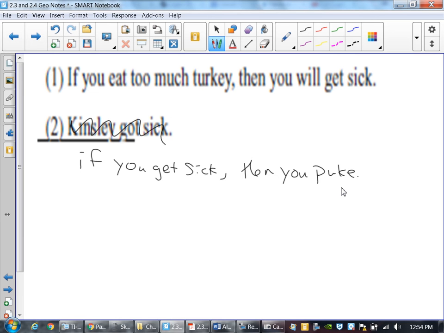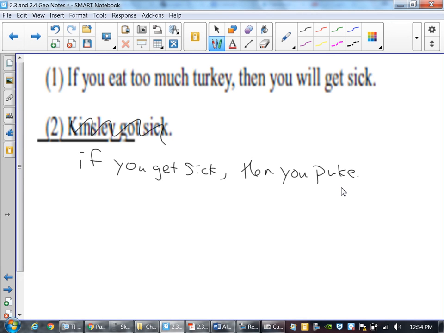It's a very crude example, but you see how it works. If you eat too much turkey, then you get sick. If you get sick, then you puke. Therefore, if you eat too much turkey, then you puke. That's all it is.